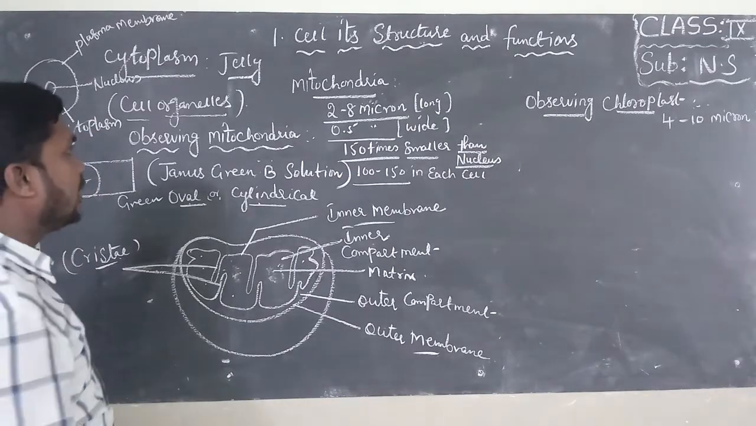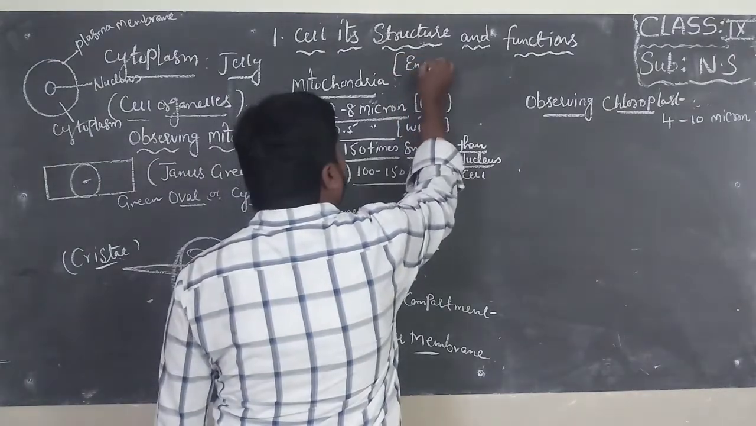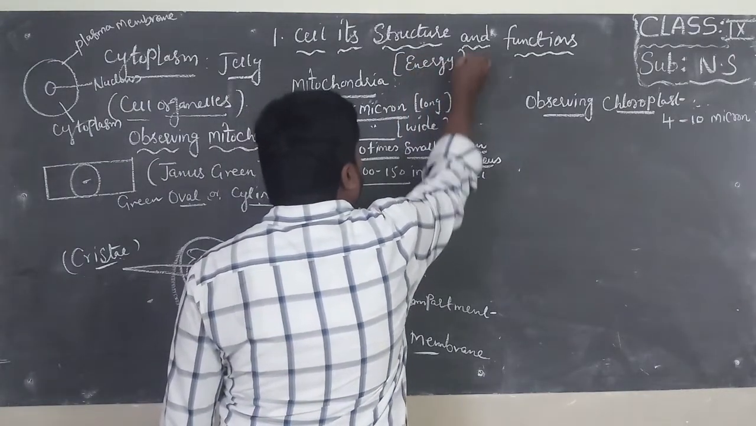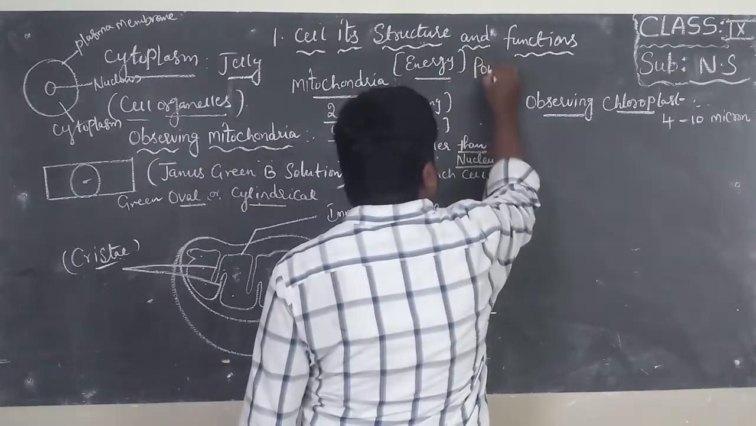What is the role of mitochondria? Very, very important: mitochondria help to release energy. That's why mitochondria are also known as the powerhouse of the cell.